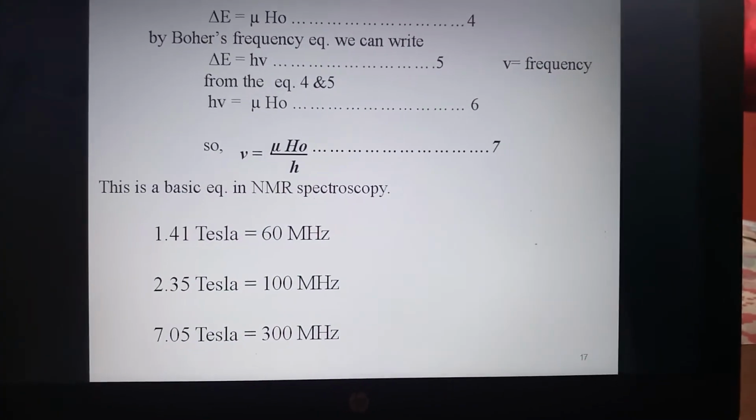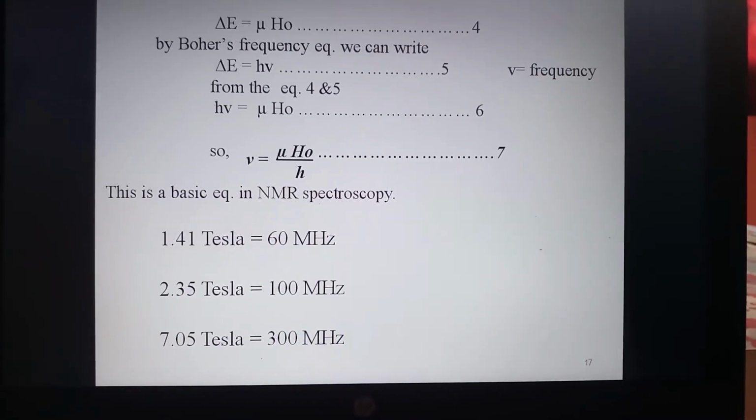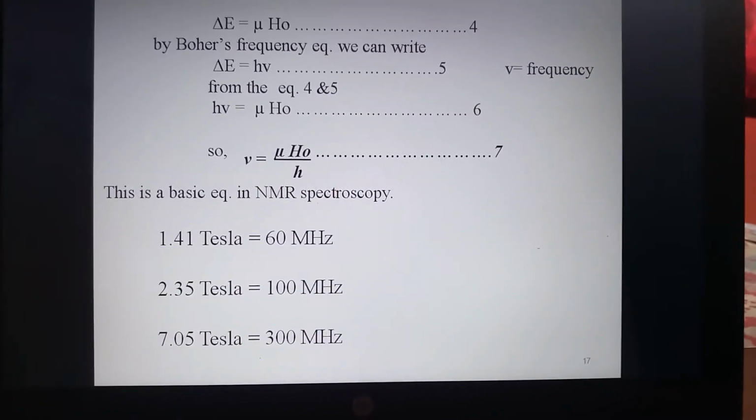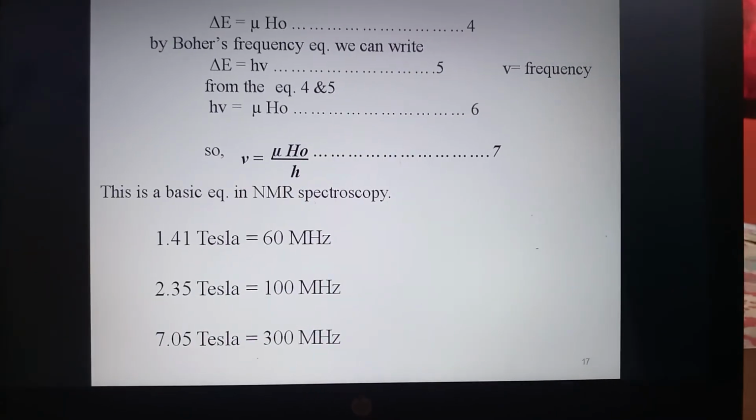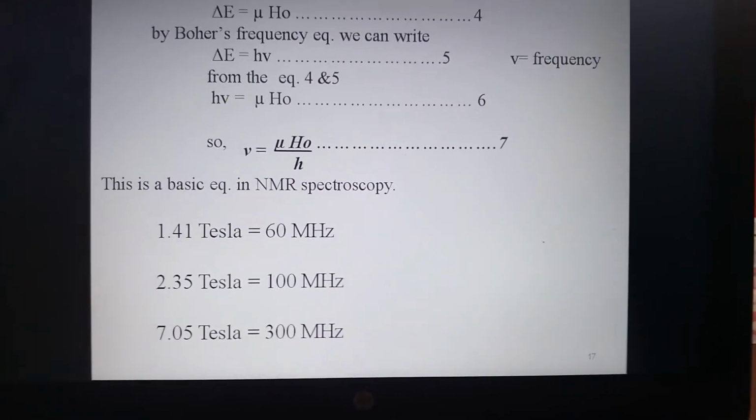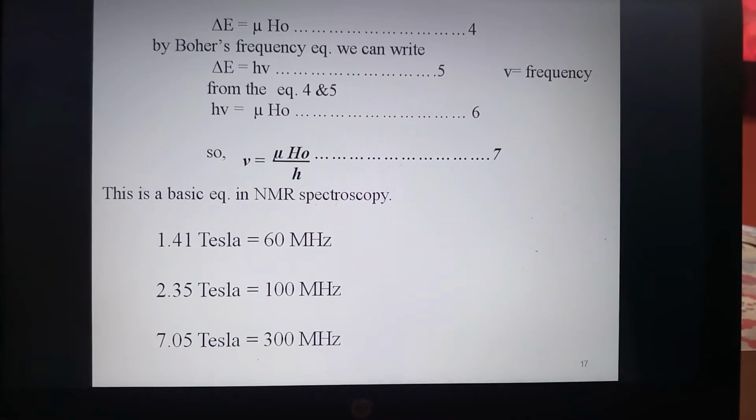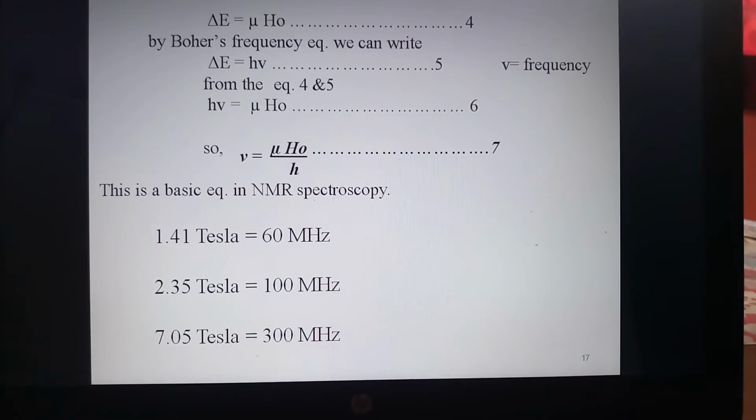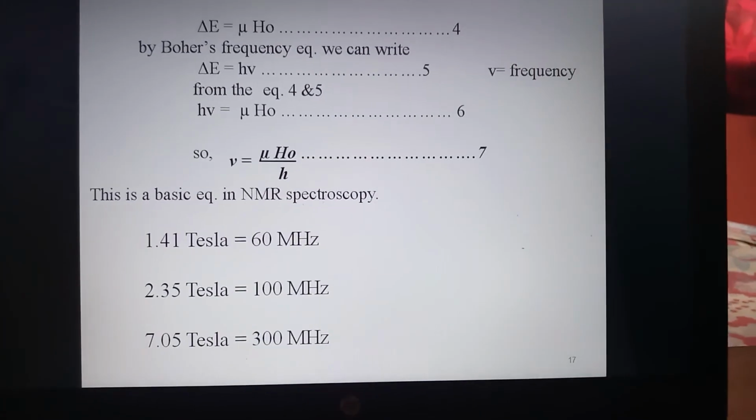If we apply a field of 1.41 Tesla, we will get a 60 megahertz NMR machine. If the field is 2.35 Tesla, it is 100 megahertz. If it is 7.05 Tesla, we will get a 300 megahertz NMR machine.